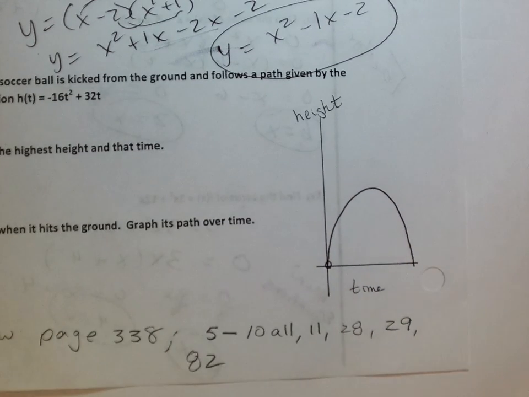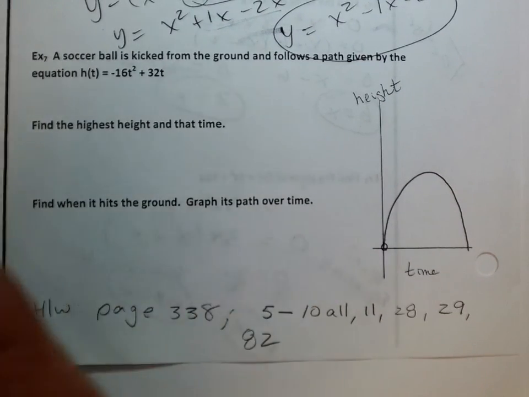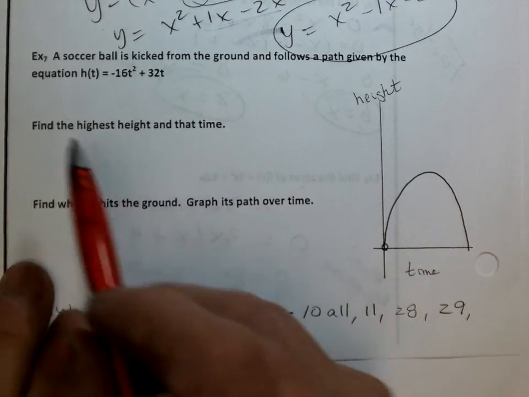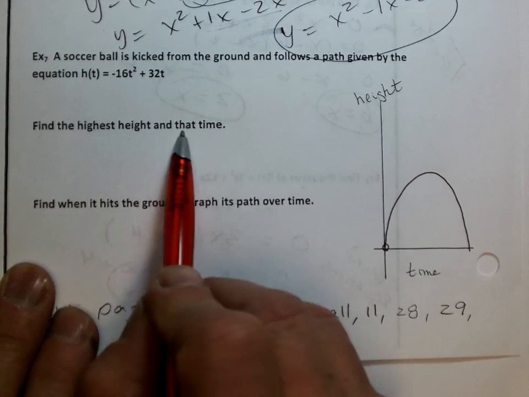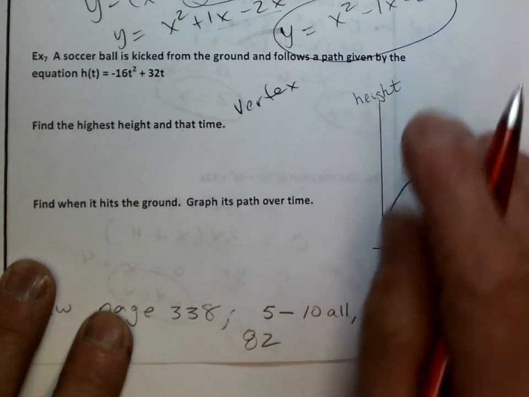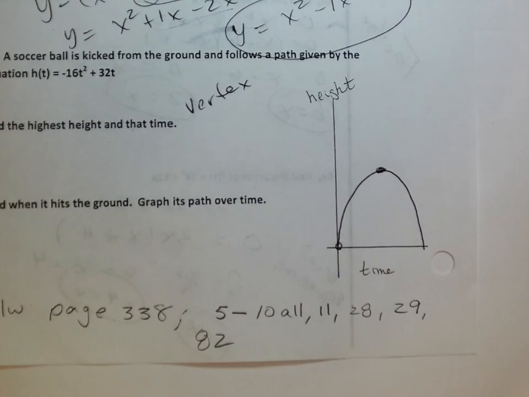It's got to be a parabola. You guys agree? It has to be a parabola, okay? So I don't know all the numbers in between, but I do know this: it's going to go up and down, right? Got it. I mean, we all know that. So then, first thing, find the highest height in the time. Well, that would be the vertex, right? You guys agree? So there's my vertex. So I want to find that value.